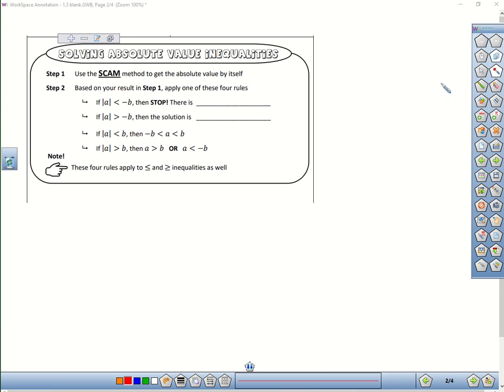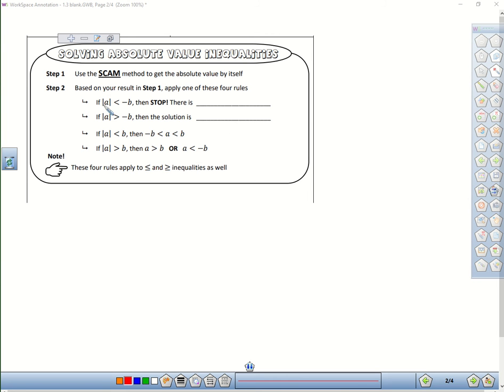So solving absolute value inequalities. You use the SCAM method, which we talked about in the previous lesson. That's basically just simplifying to get the absolute value by itself. Based on your result in step 1, apply these 4 rules.